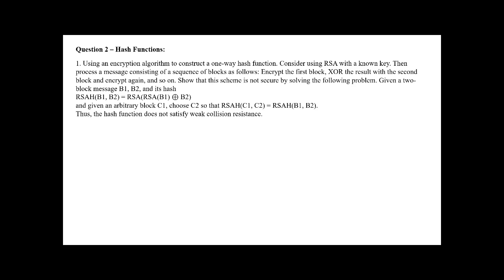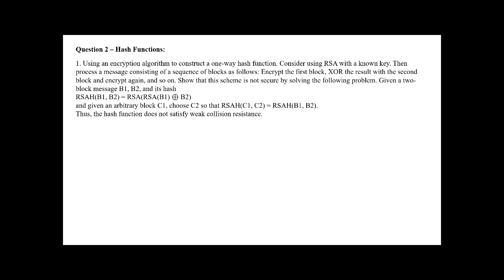Now with the sixth property, it says that it is infeasible to find any x, y such that h of x is equal to h of y, which is the strong collision resistance. So this one basically says that we should never be able to find any two messages x and y such that both of them have the same exact hash. So a hash function should be able to fulfill all these requirements.